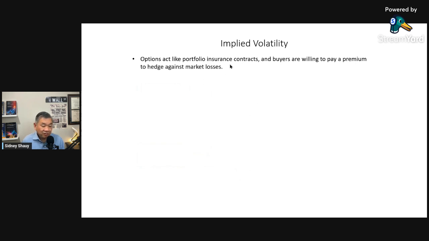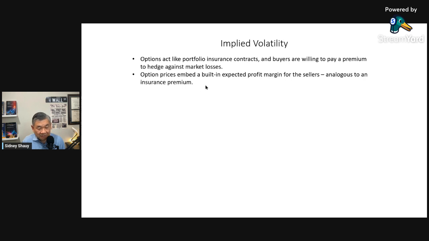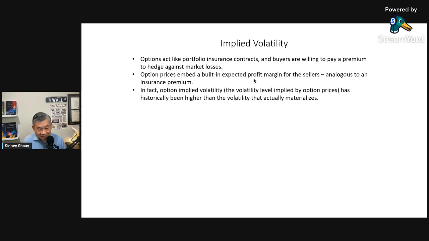Options act like portfolio insurance contracts, and buyers are willing to pay a premium to hedge against market losses. We just said that, right? Option prices embed a built-in expected profit margin for sellers, analogous to an insurance premium. Of course, remember that insurance companies are not charity houses. They're there to make a profit. So if they're taking your risk, they also want to make a profit.